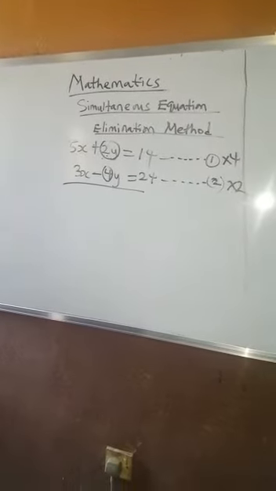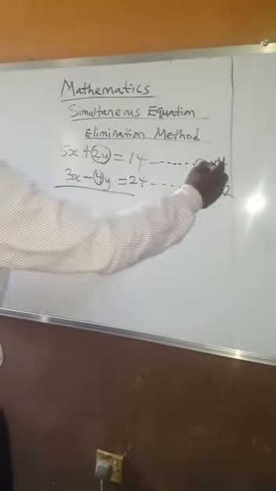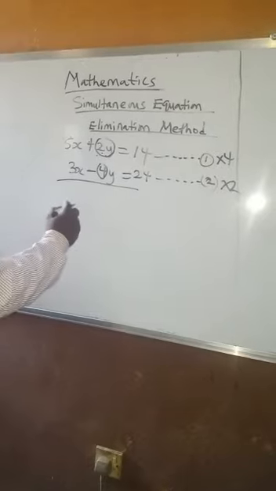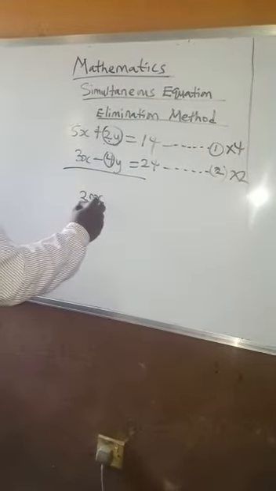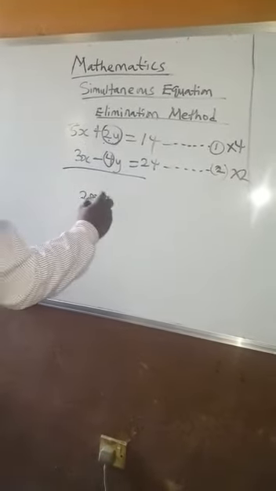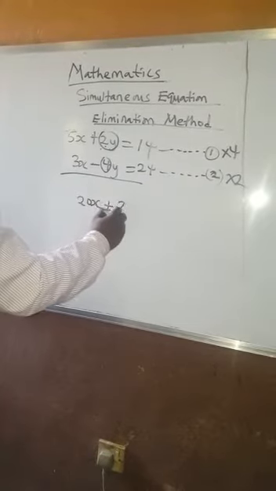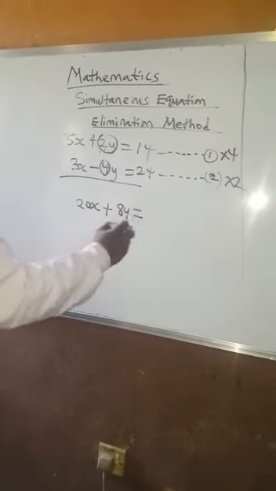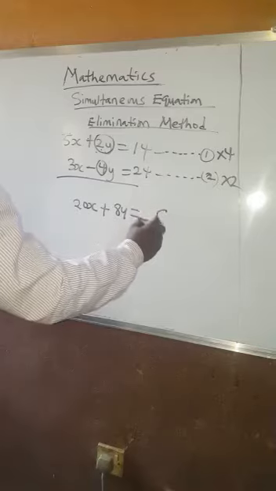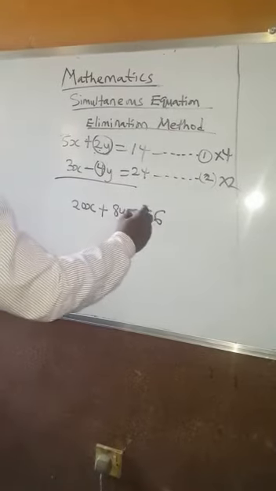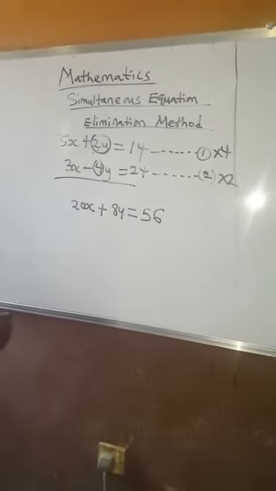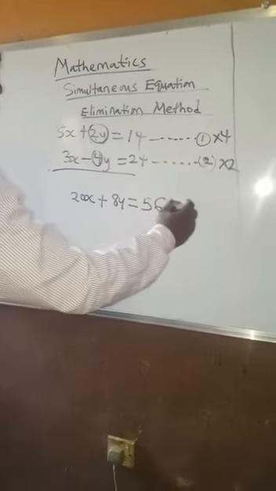Now look up. 4 times 5x gives 20x. We have plus here. 4 times 2y gives 8y. 4 times 14 is 56. We formed another equation entirely. We call this equation 3.